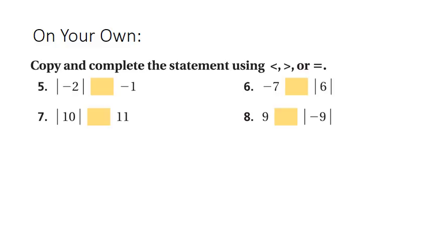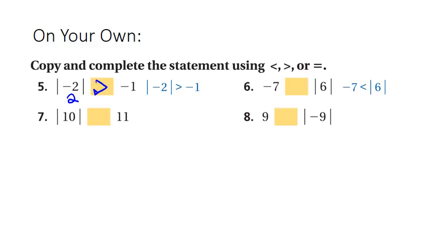Now as we look at the absolute value of -2 and -1, we need to figure out which one of these is bigger. We're going to be using the less than, greater than, or equal to signs inside of these yellow boxes. The absolute value of -2 is equal to +2, and we know 2 is more than -1. So we're going to put in the greater than sign.